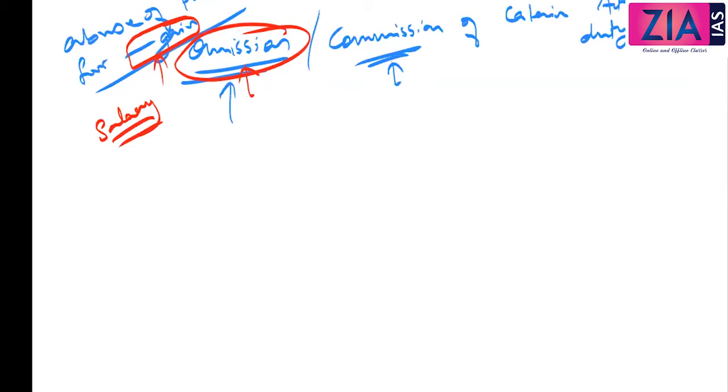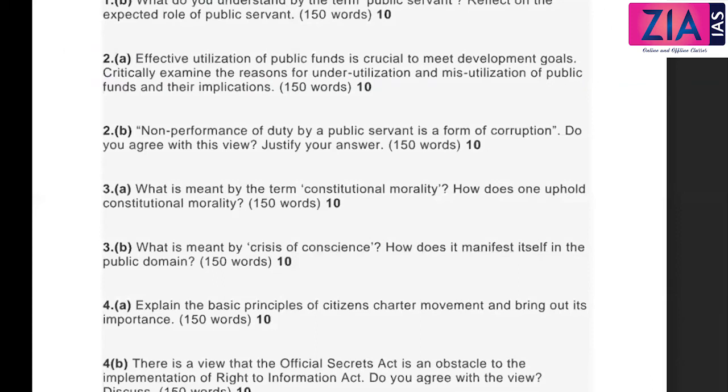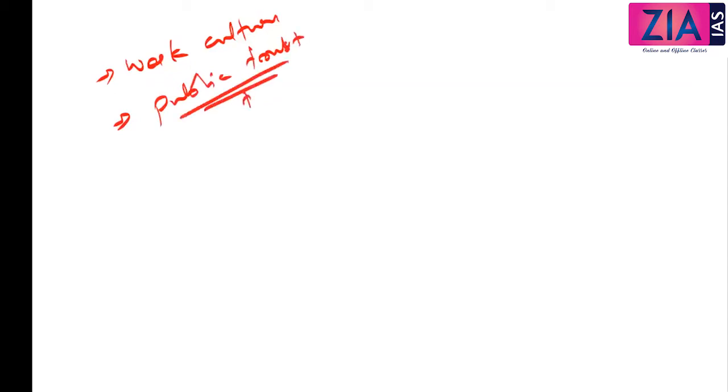Now, what are the implications? Let's see the questions. You can also talk about the implications or the impact. It will affect the entire work culture of the organization and the entire department, and it leads to further corruption. Everybody will try to do that, right? Public trust in the bureaucracy will also be lost, and it will ultimately hurt the reputation of that public servant also.